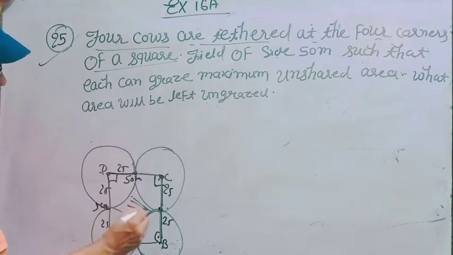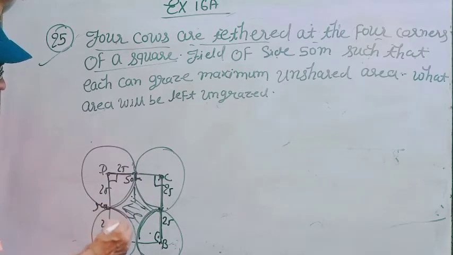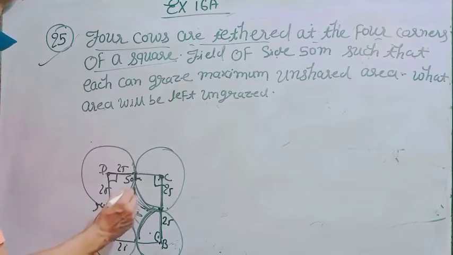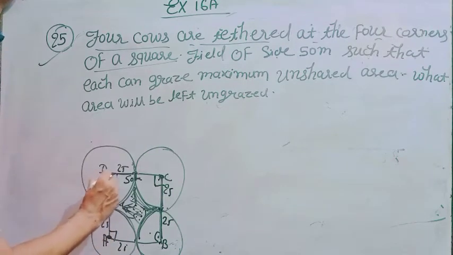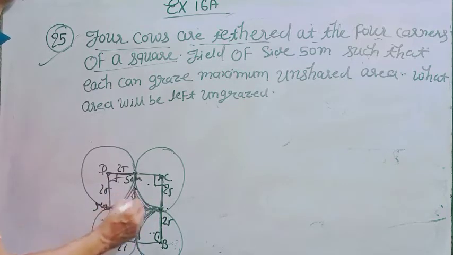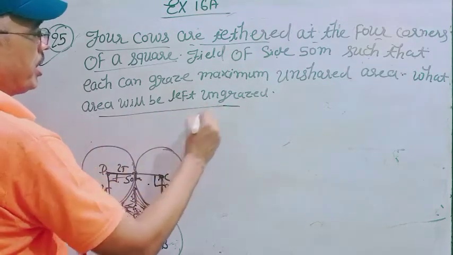This part is the ungrazed area. The first cow grazed this part, the second cow grazed this, the third grazed here and the fourth cow grazed there. So this part is the ungrazed area. The question is what is the area of the ungrazed part? The cows cannot graze this part. So you subtract the area of these 4 quadrants from the area of the square, then you get the ungrazed part of the area.